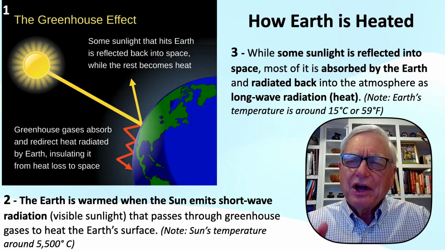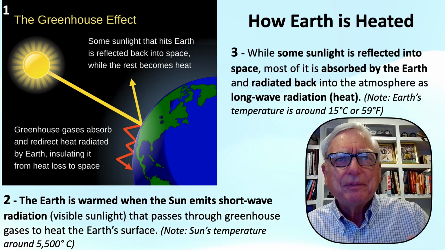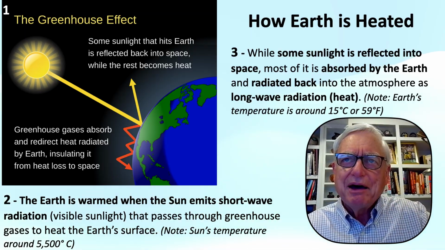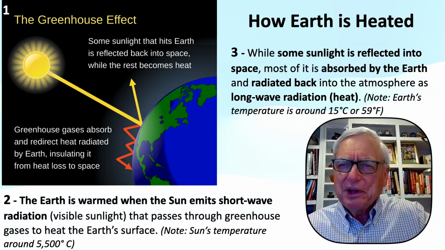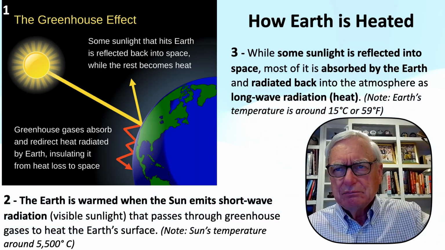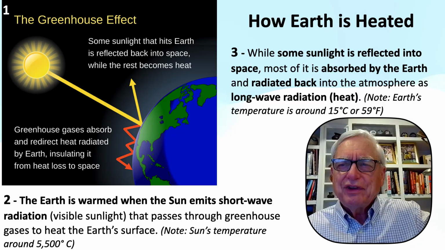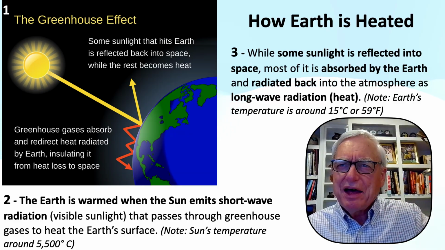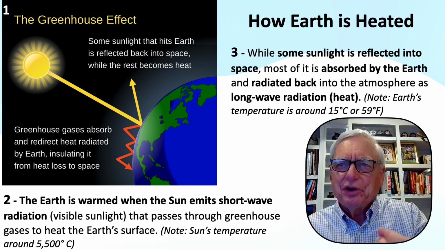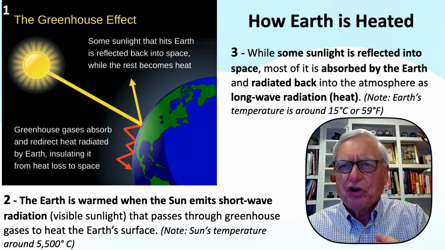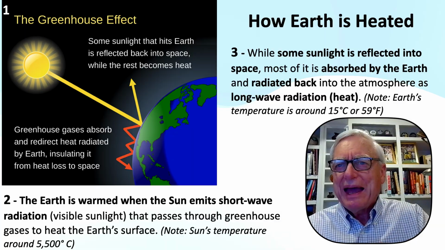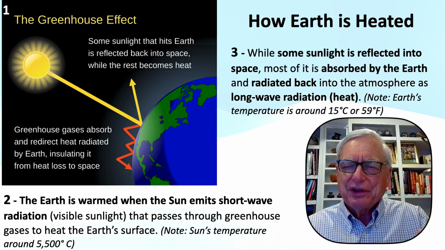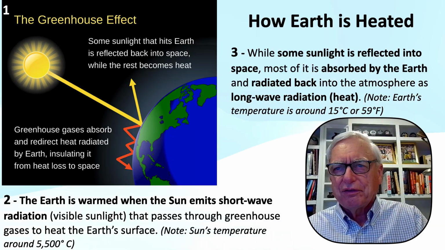So let's now talk about how this basically works. One thing is the greenhouse effect. The Earth is fundamentally heated by the sun, and the sun is very hot, about 5,500 degrees Celsius. When sunlight comes to Earth, it comes as shortwave radiation, and it just passes through our atmosphere and greenhouse gases and hits the surface of the Earth.